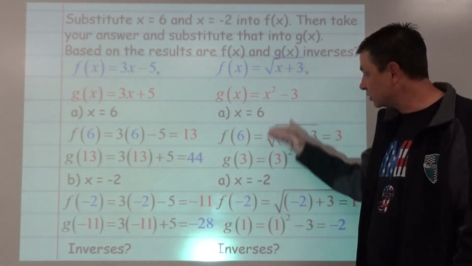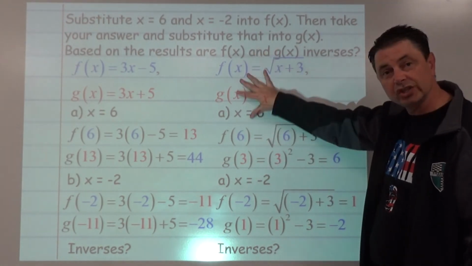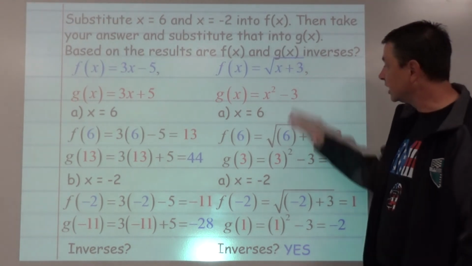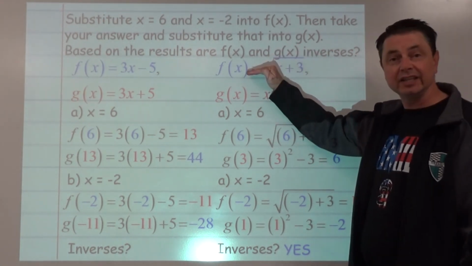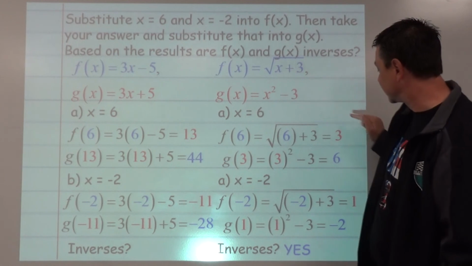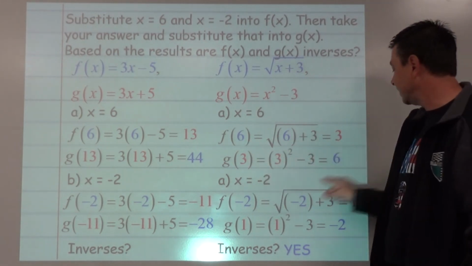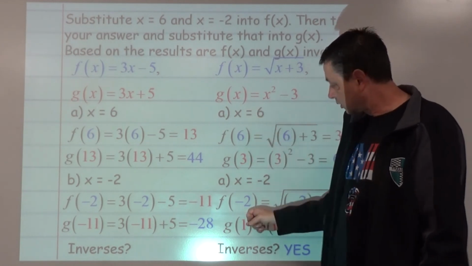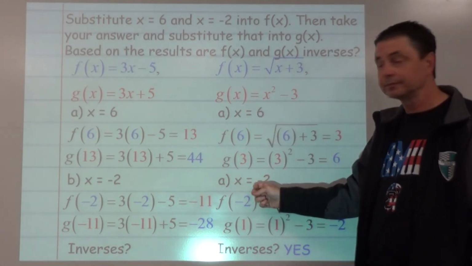Are these inverses? This f of x and g of x? Yes, they are, because the g of x undid the f of x. Whatever f of x got us to, g of x brought us right back where we started, with a 6, or here with a -2.